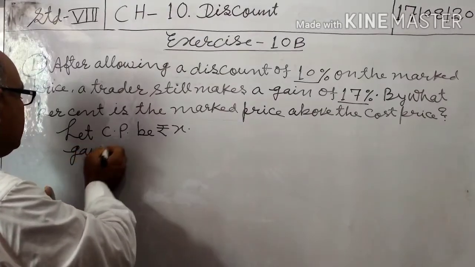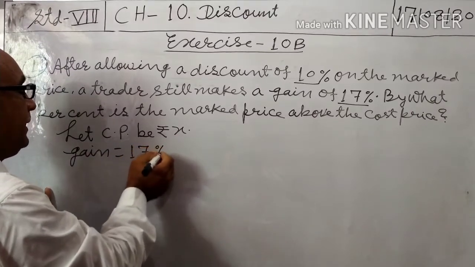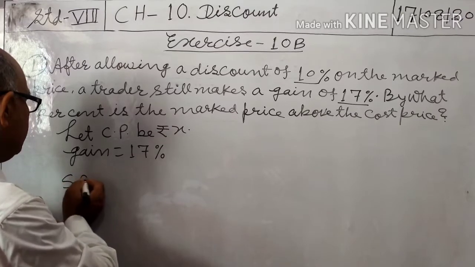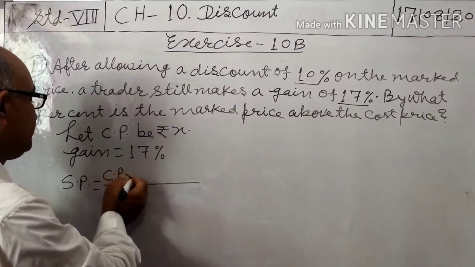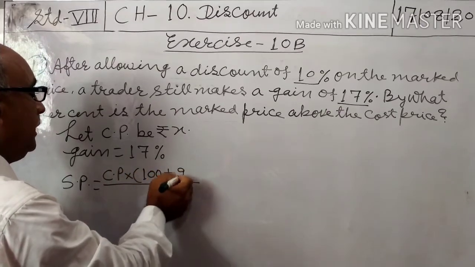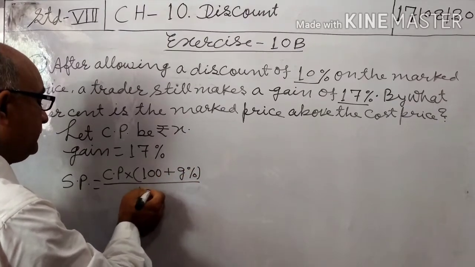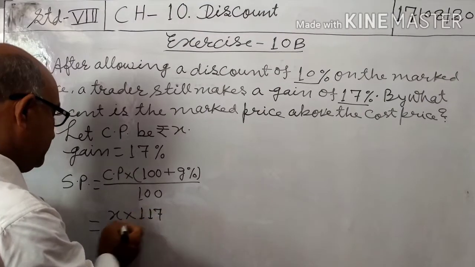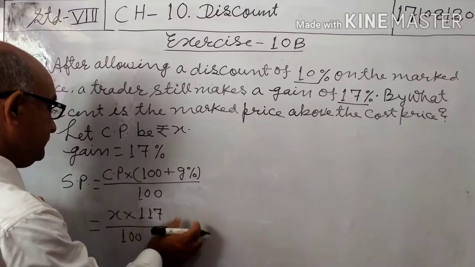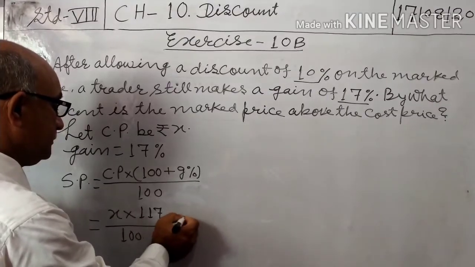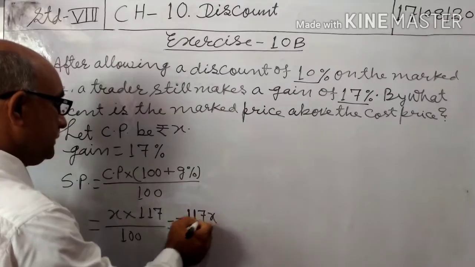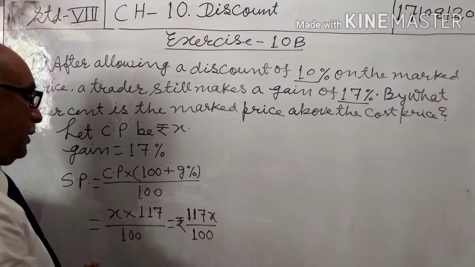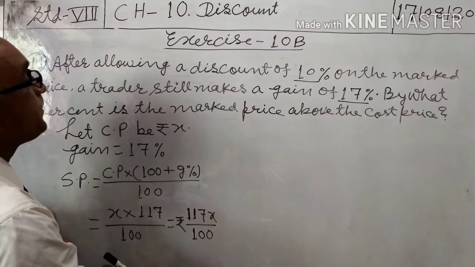Gain 17%. So SP equal to CP into 100 plus gain percent by 100, equal to x into 100 plus 17, 117 by 100, equal to rupees 117x by 100. That is SP.